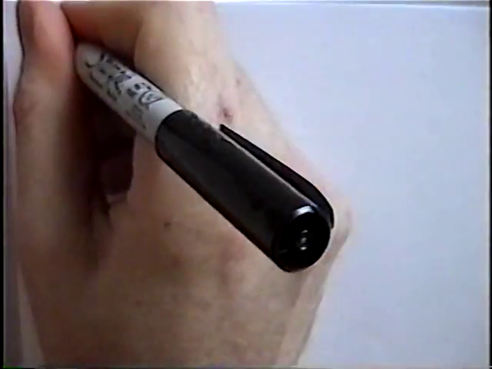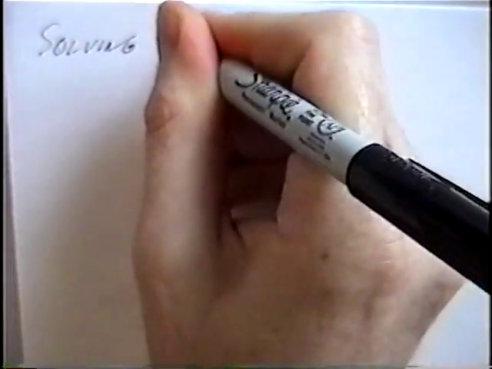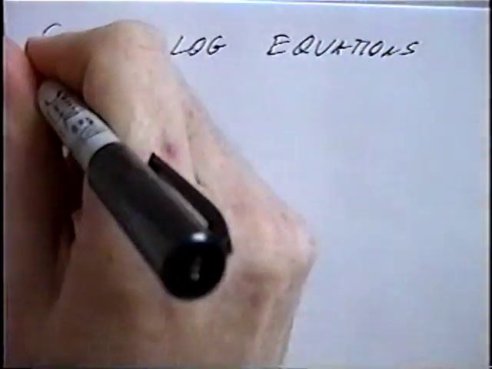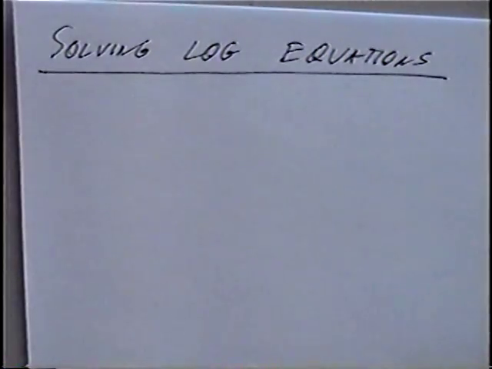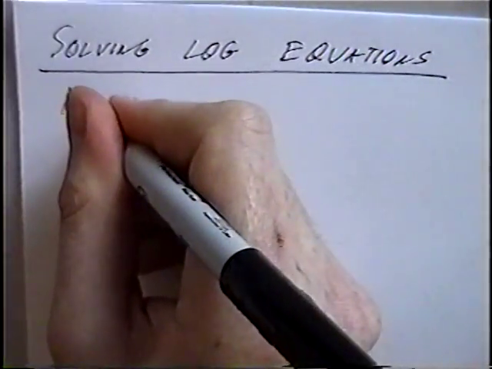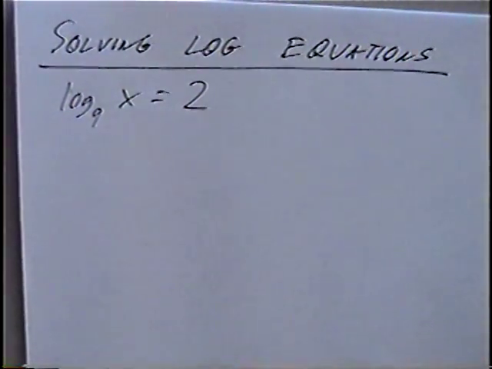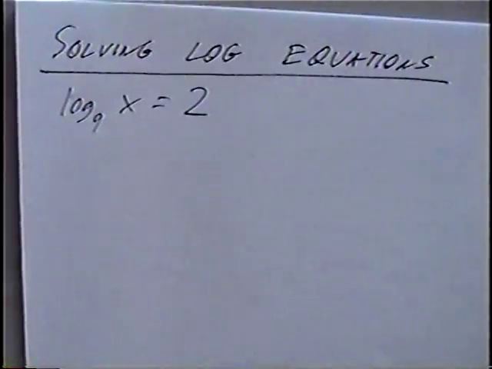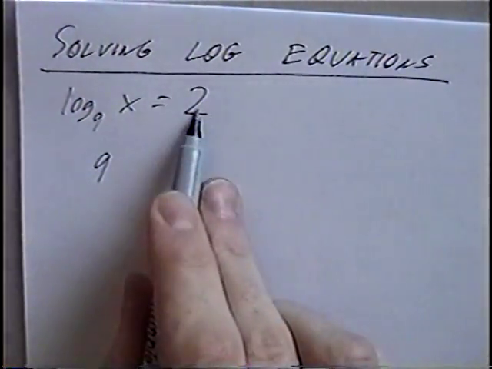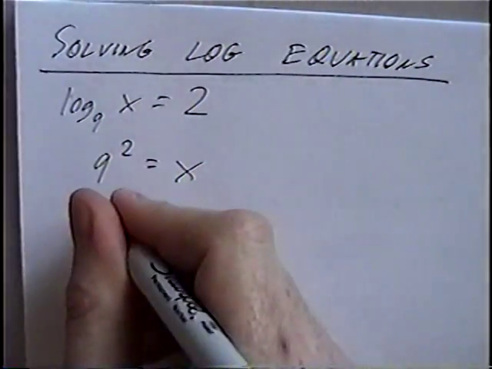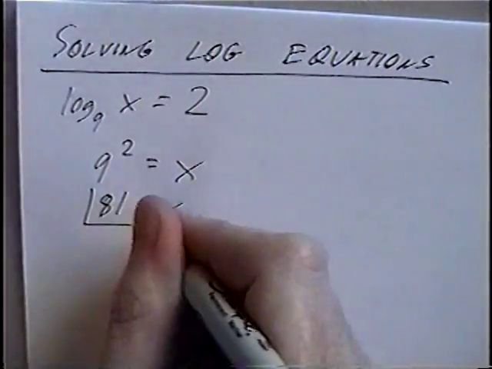The last section of notes today is titled Solving Log Equations. First problem is log base 9 of x equals 2. Same steps as before. Anytime you have a log equation, you can switch it into exponential form and then solve. For example, the 9 would be the base, 2 would be the exponent, and it would be equal to x. 9 squared is 81, so x would equal 81.